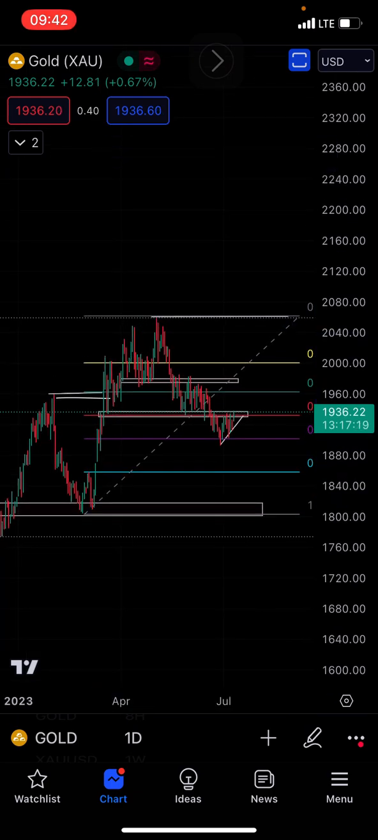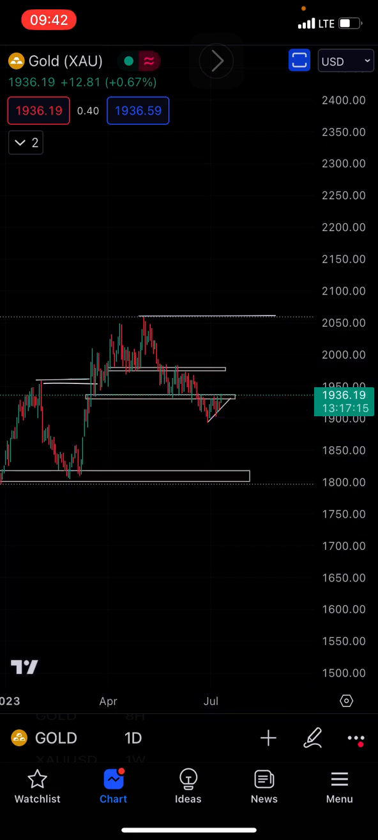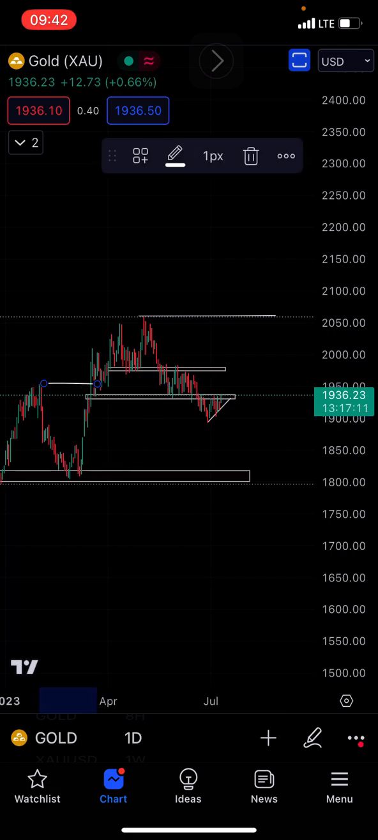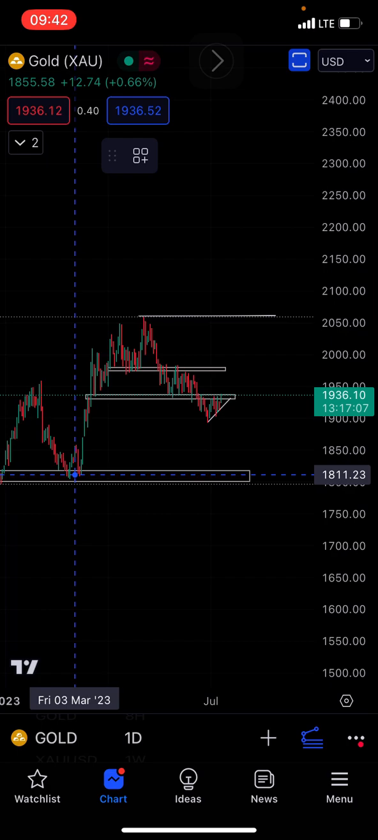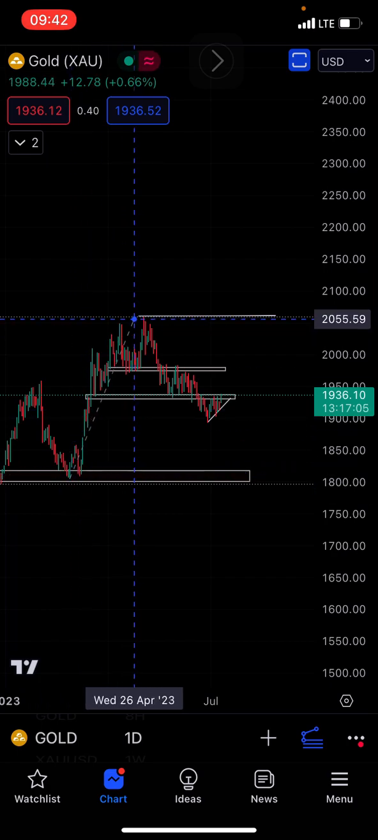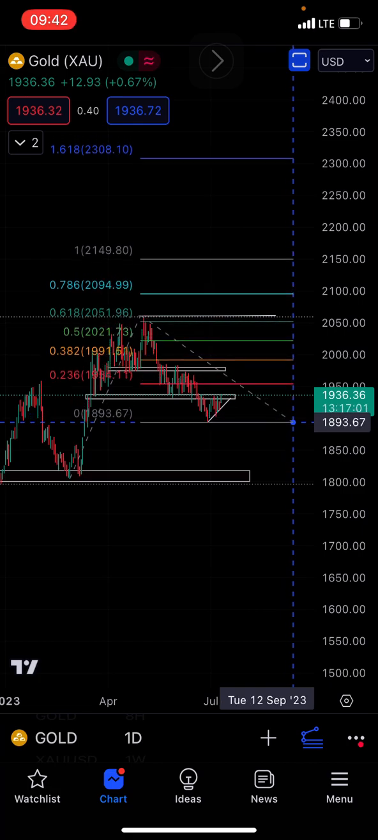So you know what I usually do? Long term, I take this off. Long term, if this is indeed a change of character to the upside, are you getting it? We bring our Fibonacci trend extension in. So we enter a one lot from here. Bring our Fibonacci trend extension in and tell us where it's going to get to.